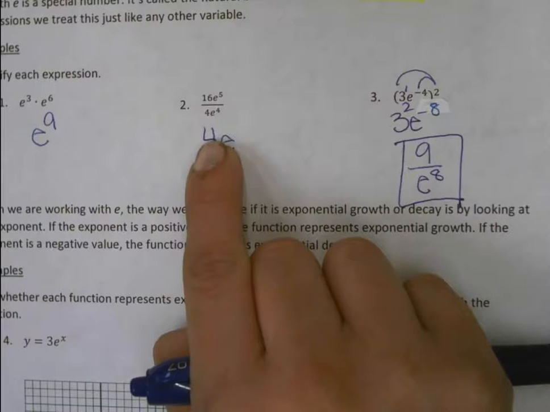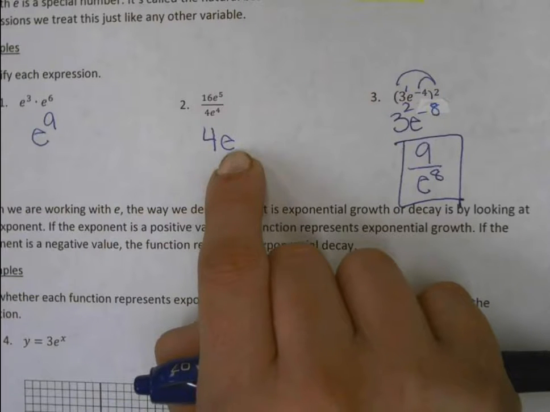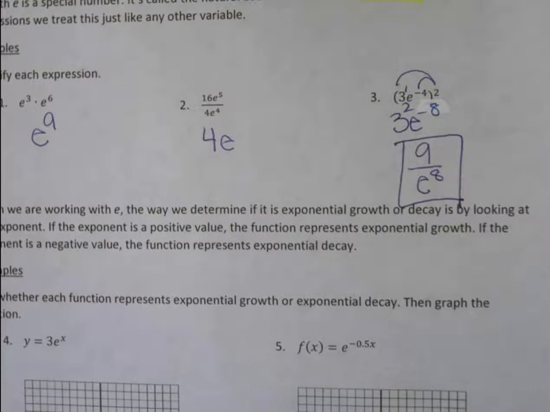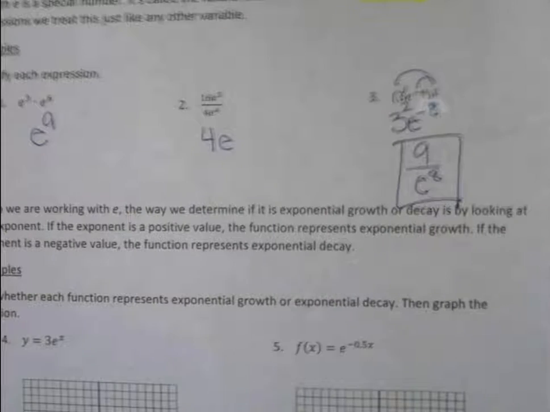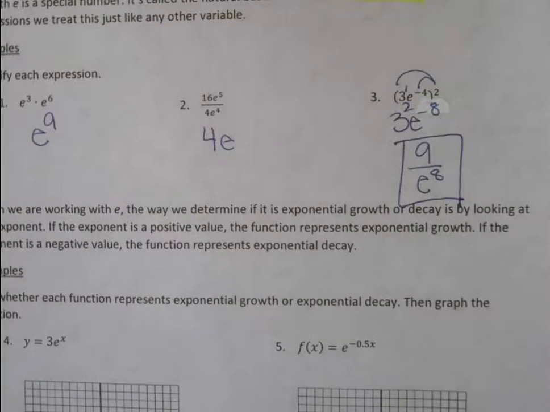So, if this 4 has a 1 and this e has a 1, I don't have to write it. It's not because it has an e, it's just because there's 1 4. They all have secret exponents of 1. Always. It's because it appears that it has an exponent.